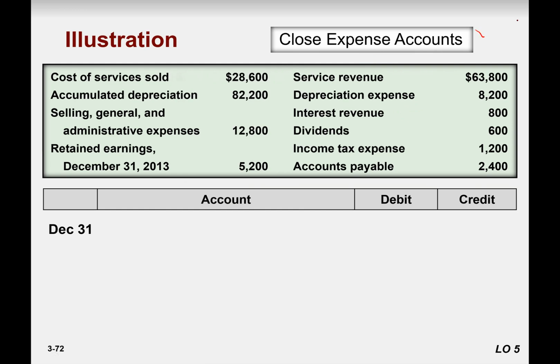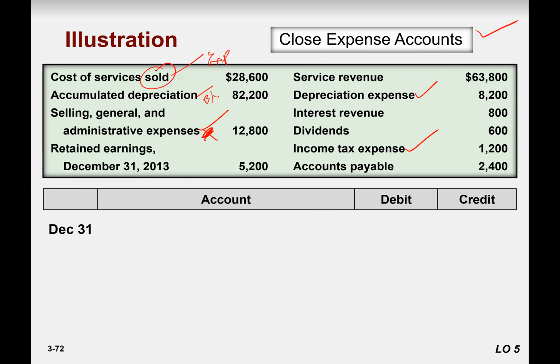And then closing the expenses. So where are the expenses? We have depreciation expense. We have income tax expense, right? And we have selling and administrative expense. Do we have this accumulated depreciation expense? No, this is a balance sheet item. This is not an expense, okay? Cost of goods sold, yes, this is an expense because this is a part of the income statement. Cost of goods sold, which means the cost of those goods that are sold.